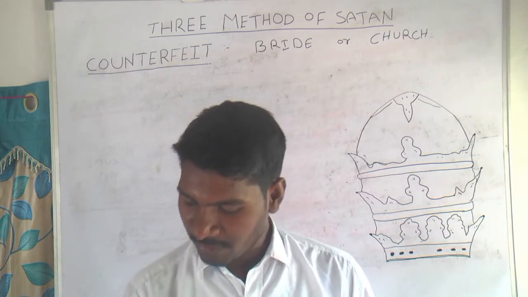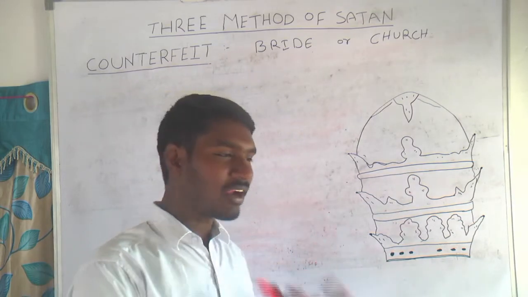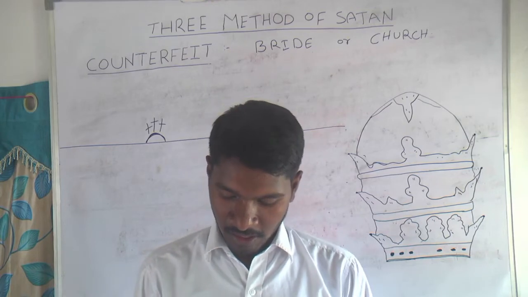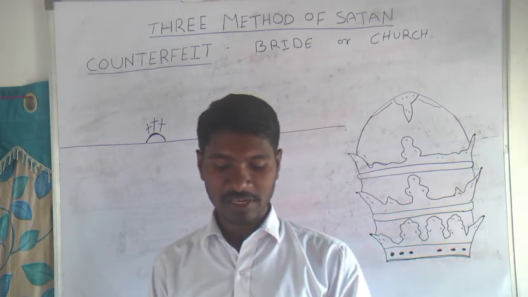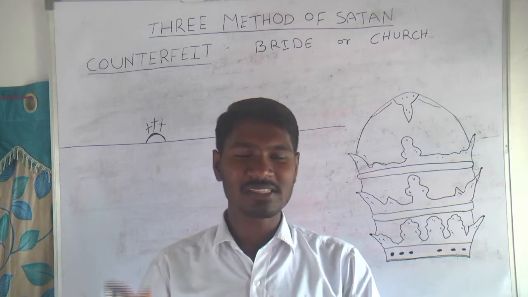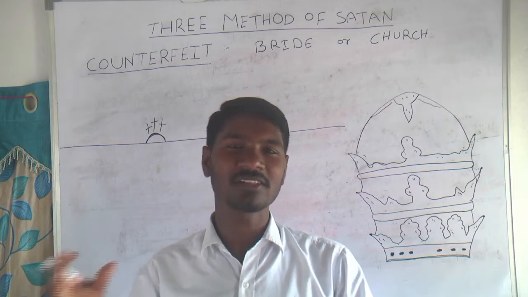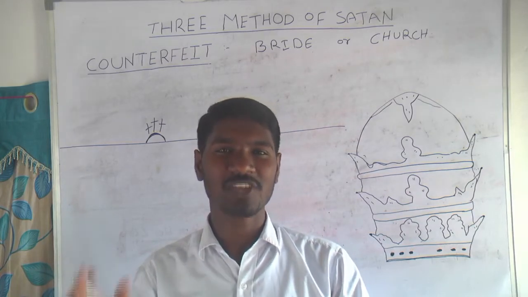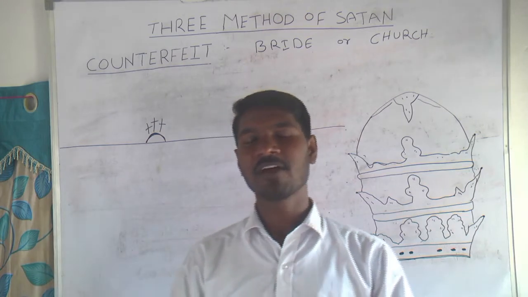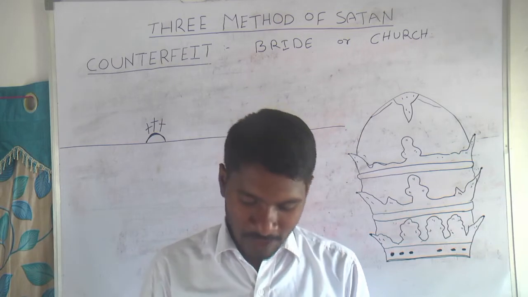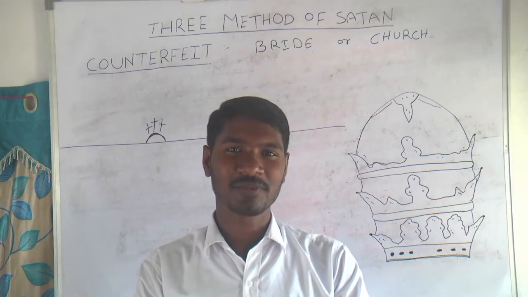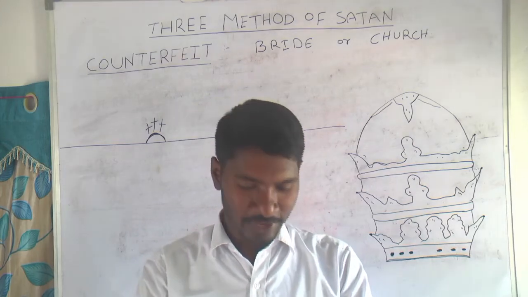Before that, we need to identify some things between the bride of the Lord Jesus Christ and the bride of Satan. Now we are going to see some other very important things, especially on earth, physically. Physically, the Lord Jesus Christ has his church on this earth. At the same time, Satan also has his church on this earth. So now we are going to see who the Satan church is, and what church belongs to Satan.